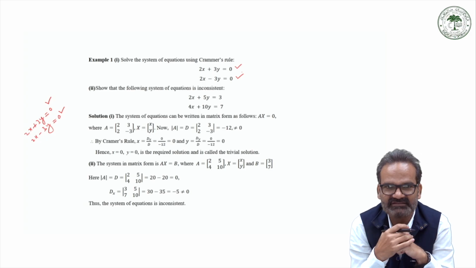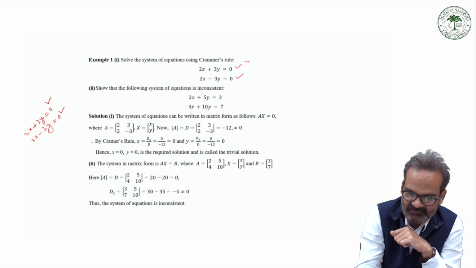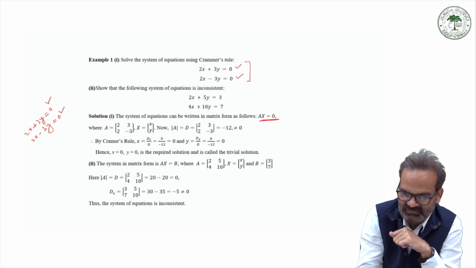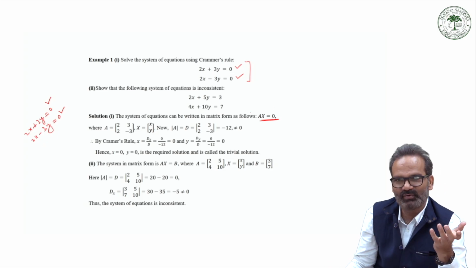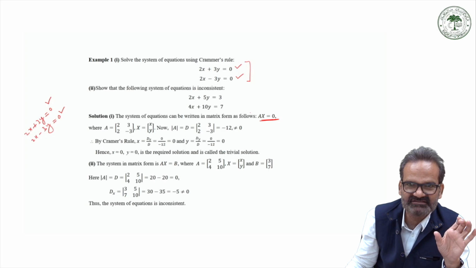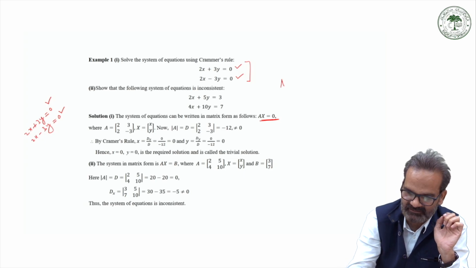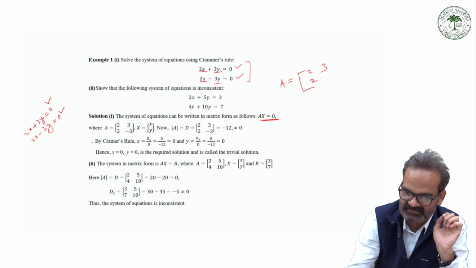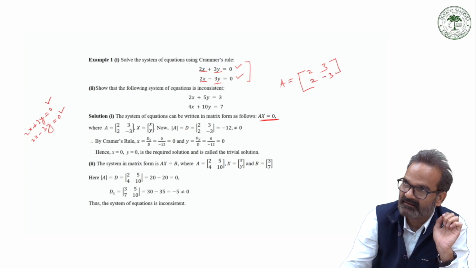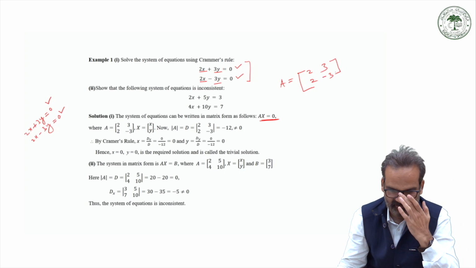Let us see what happens with this. The system of equations can be written as AX is equal to 0, naturally, because here we don't have any term on the right hand side. A, as usual, is the matrix of the coefficients of the variables x and y. So what is A here? The coefficient of x is 2, coefficient of y is 3, so this is 2, 3. In the second equation, 2 and minus 3, this is 2, minus 3, right? Now simplify this.